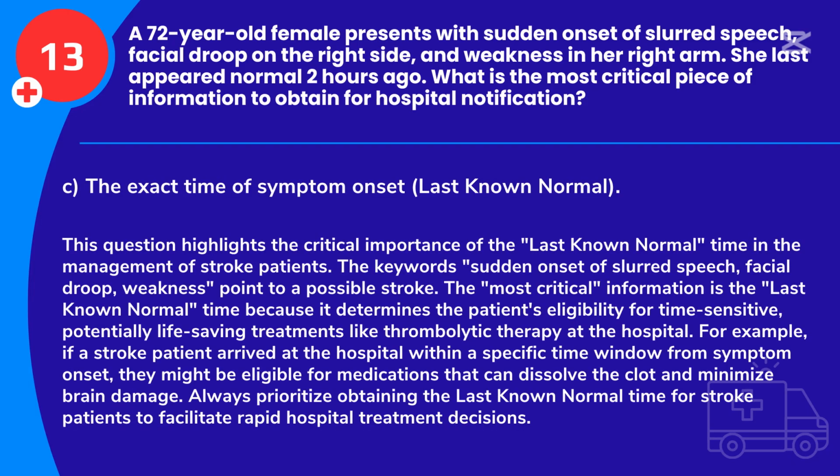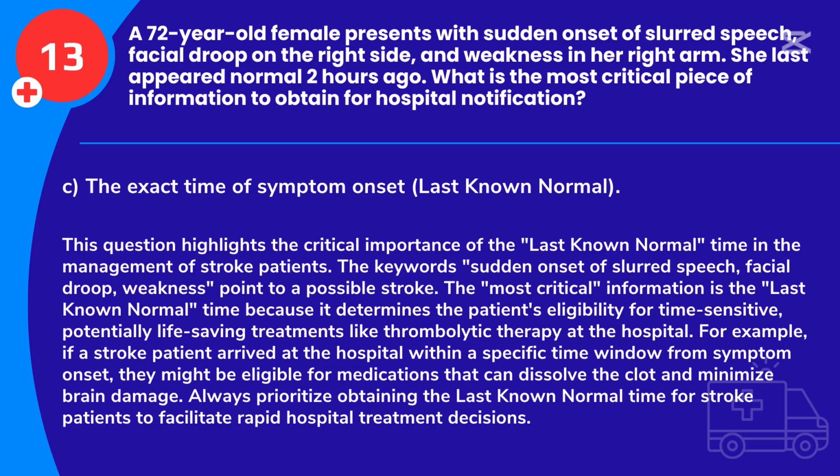Answer: C. The exact time of symptom onset, last known normal. This question highlights the critical importance of the last known normal time in the management of stroke patients. The keywords sudden onset of slurred speech, facial droop, weakness point to a possible stroke. The most critical information is the last known normal time because it determines the patient's eligibility for time-sensitive, potentially life-saving treatments like thrombolytic therapy at the hospital.